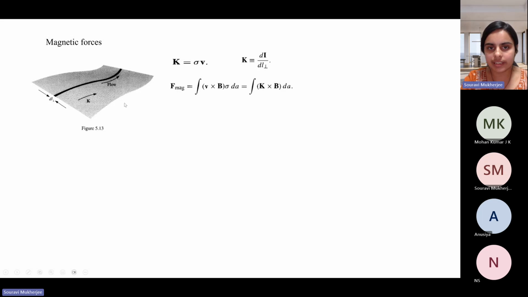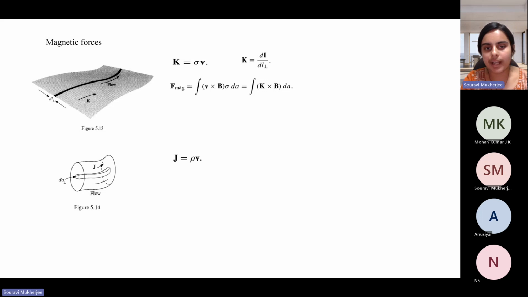So now, again, if you write the expression where you write the current as I equals sigma into V into dA, you would get a similar kind of integration. And one can also extrapolate it to 3 dimensions. In that case, you have volume current density, which is given by rho into V. And this is how it looks.